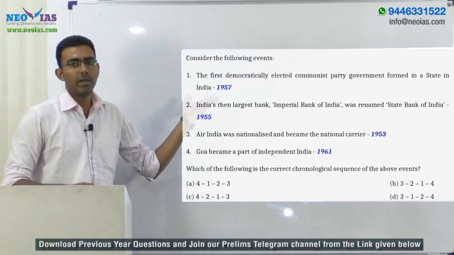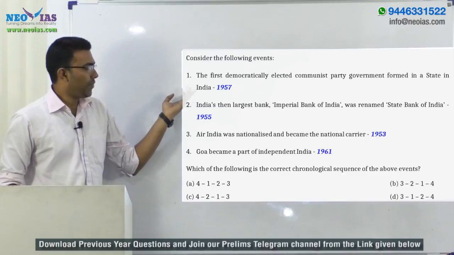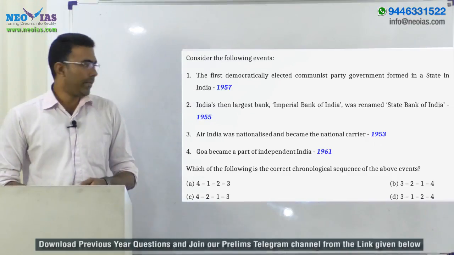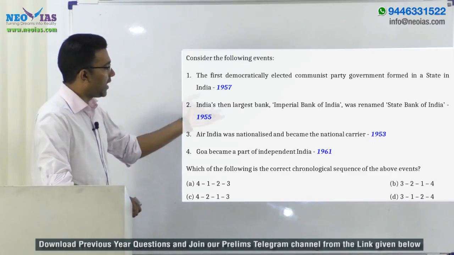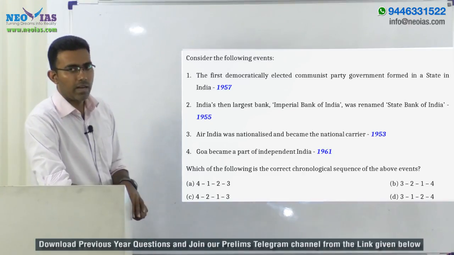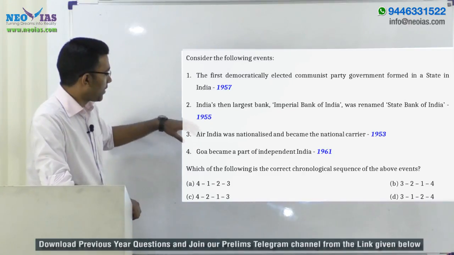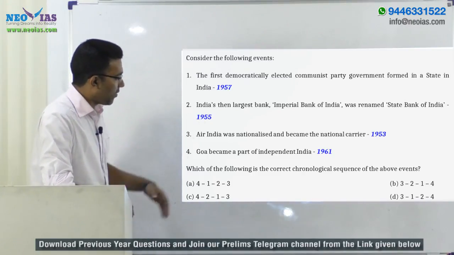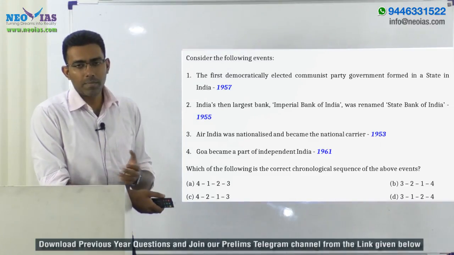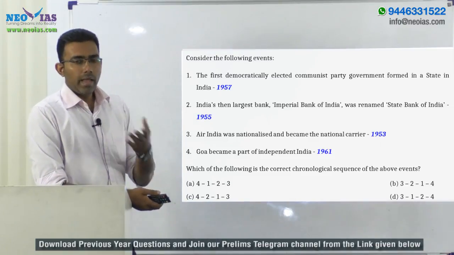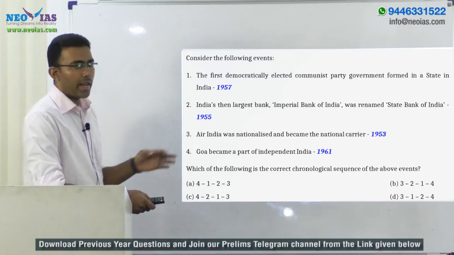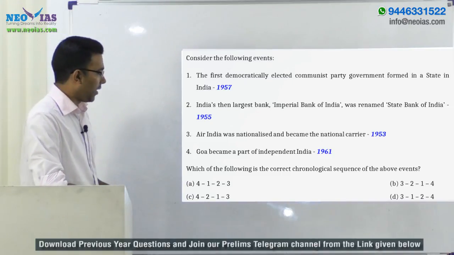In fact, it was formed in 1957. So the first statement is in 1957. The second statement, India's then largest bank, that is Imperial Bank, was actually renamed as State Bank of India in 1955. Air India was nationalized. It was acquired from the Tatas and brought in through an act, and that was in 1953.